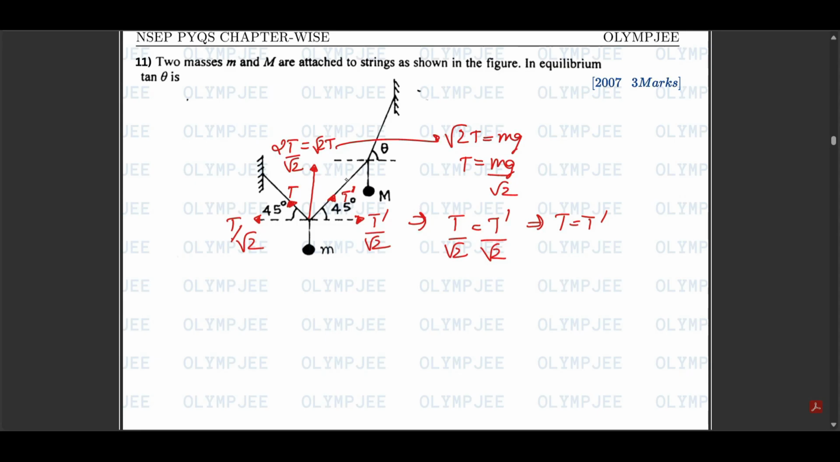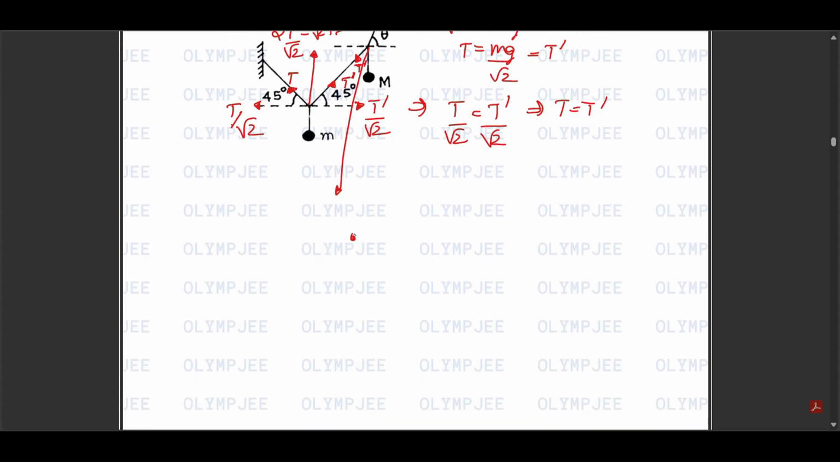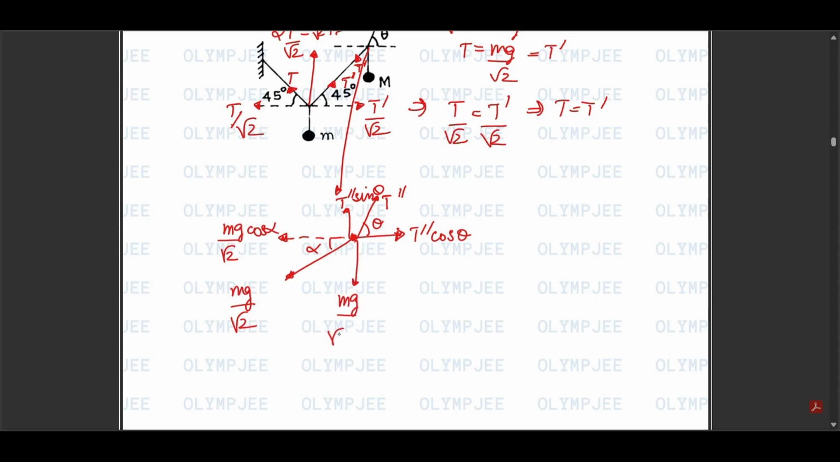And on this thread also, the same tension will be acting, which is mg by root 2, right? Because T is equal to T dash. So drawing this point here, this will be T dash cos theta, this will be T dash sin theta, and this is angle alpha. So this will be mg by root 2 cos alpha, this will be mg by root 2 sin alpha, and the capital Mg will also be acting in the downwards direction.